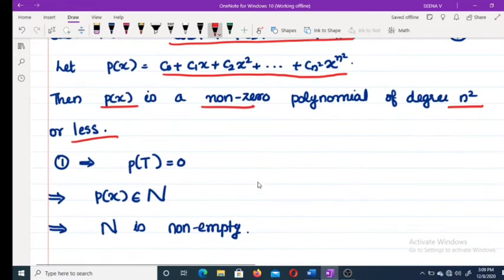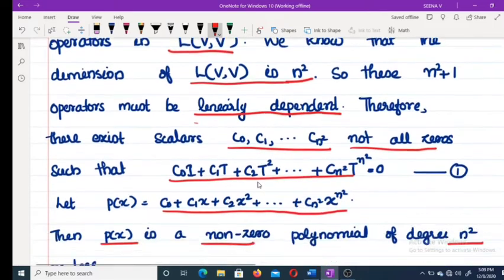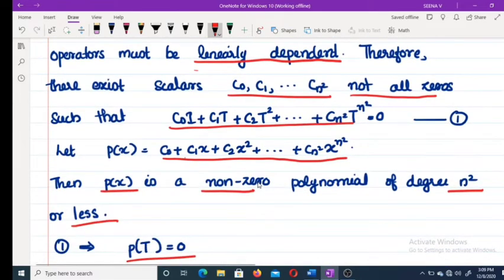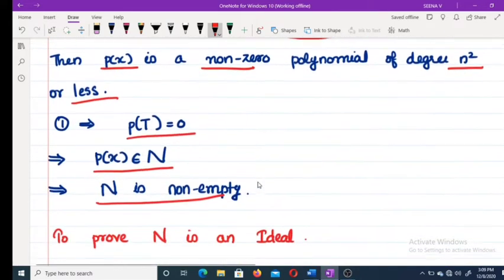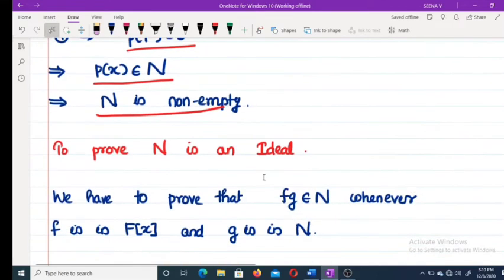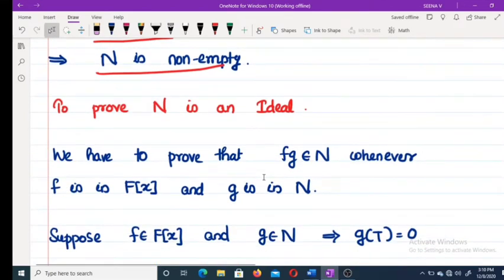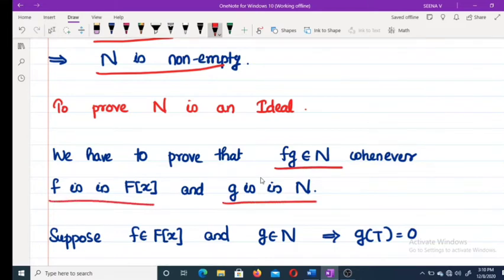But clearly p(T) equals 0. Therefore, this p(x) belongs to N. This implies N is non-empty. If you take any linear operator, then this polynomial p(x) must belong to N. Now, to prove N is an ideal, we have to prove fg belongs to N whenever f is in F[x] and g is in N.